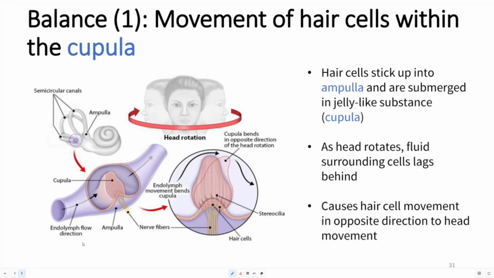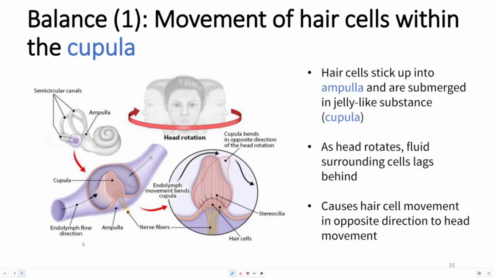Equilibrium and head movement. The term equilibrium refers to our awareness and monitoring of head position. The sensory receptors inside the utricle, saccule, and semicircular canals monitor and notify us of our head position or equilibrium. So let's start with the angular acceleration first.